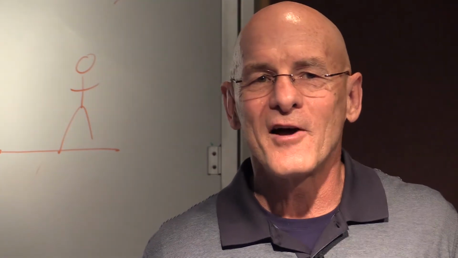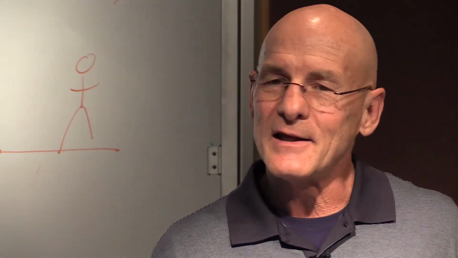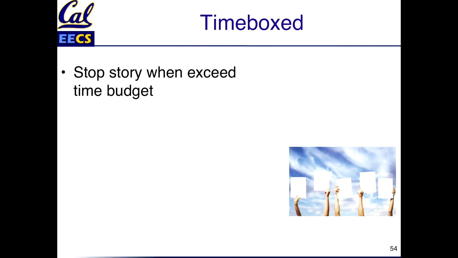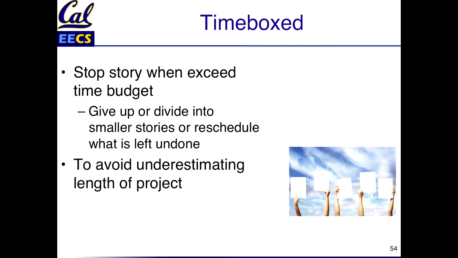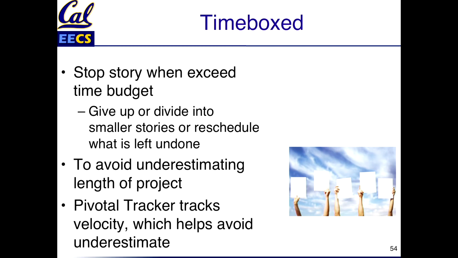What we're worried about in software, given the statistics, is that you're going to exceed the time budget. You're going to put something together and it's going to take a lot longer than you think. So what we want to do is break it up into smaller pieces so you avoid underestimating the length of the project, that it's going to take longer than you want. And as we said, Tracker helps you with calculating that velocity.